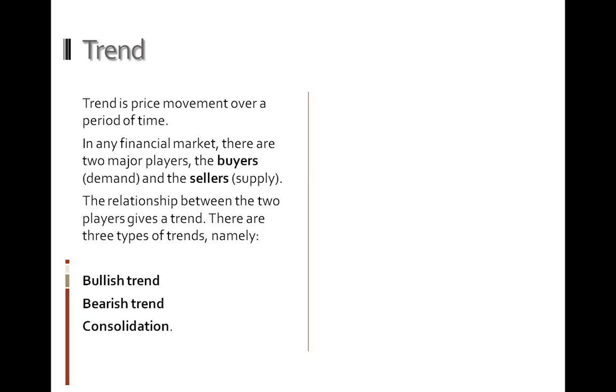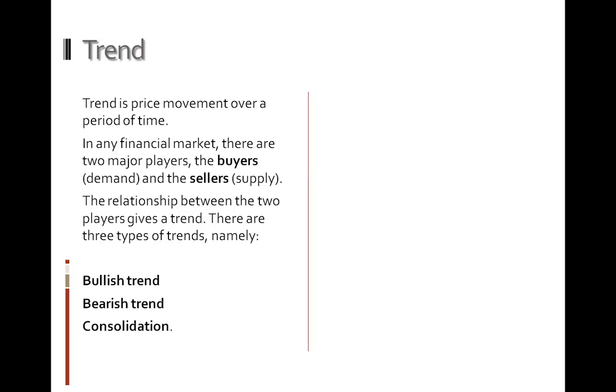In any financial market, there are two major players: the buyers, which stands for demand, and the sellers, which stands for supply. These theorems have been in place right from the time of Adam Smith. Buyers and sellers are the rulers of the market. Any open and closed market is governed and ruled by the buyers and sellers. Without buyers and sellers, there won't be any trend, and there won't be any markets. So the buyers and the sellers dictate the pace in the market. The relationship between the two players gives what is known as a trend.